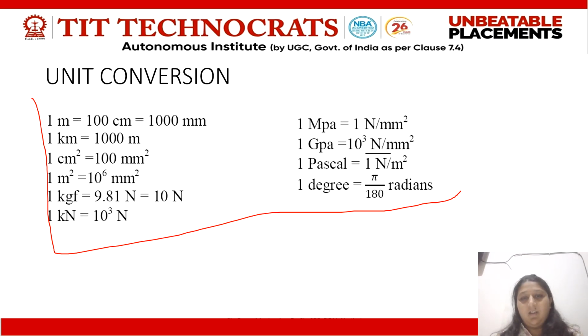Yes, as you can see, degree also can be converted into radians. 1 degree equals pi by 180 radians. All of us know the value of pi. It is 3.14. 1 kgf equals 9.81 Newton. And 1 kilonewton equals 10 raised to 3 Newton, and so on.